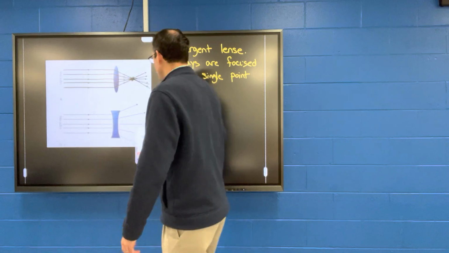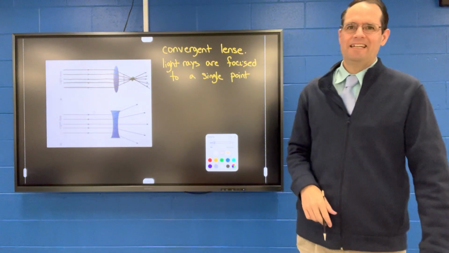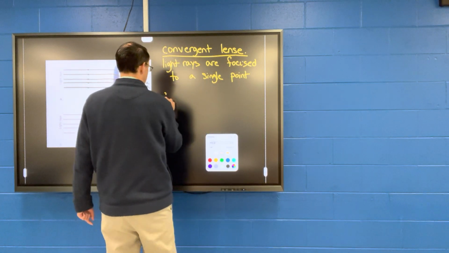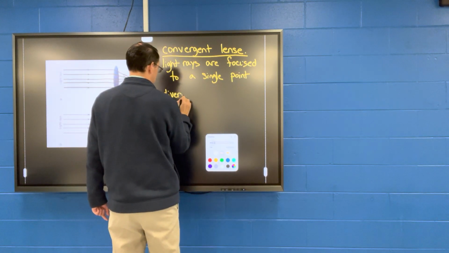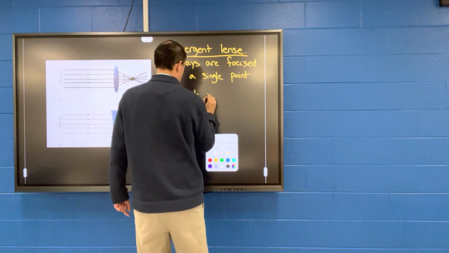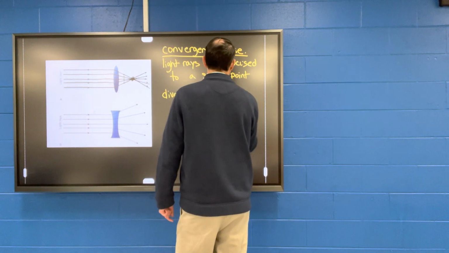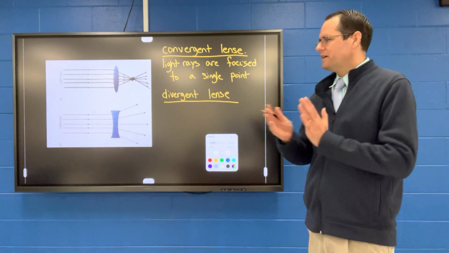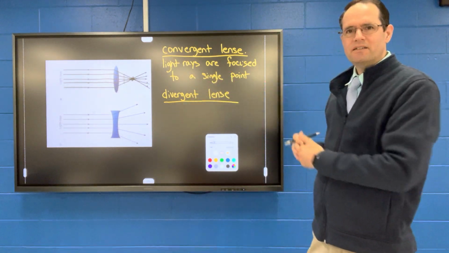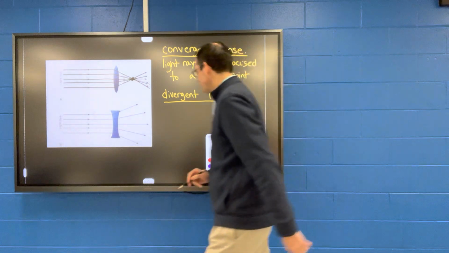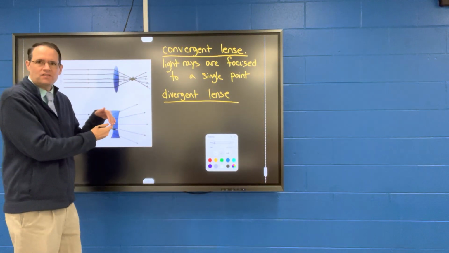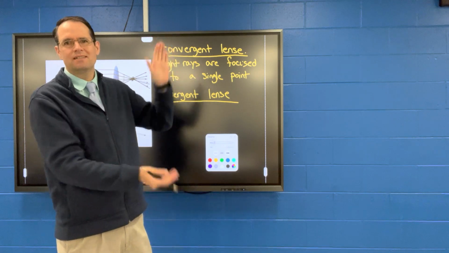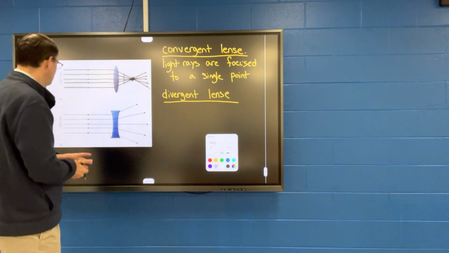All right, down here we have something called a divergent lens. A divergent lens is opposite, okay? So parallel light rays are coming in from the left. And what happens is that the rays of light diverge, or spread apart, okay? So it's completely different.